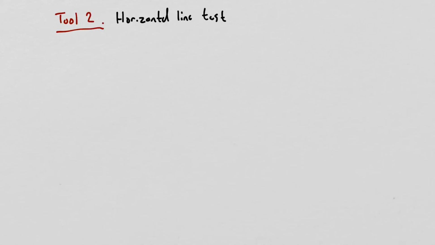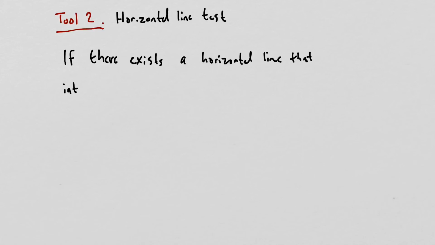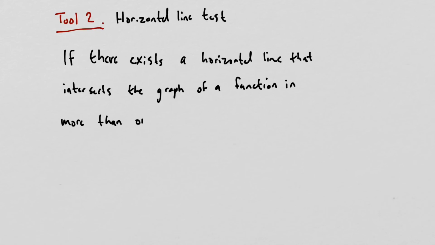So the horizontal line test states the following, that if there exists a horizontal line that intersects the graph of a function in more than one place, then the function is not one-to-one.